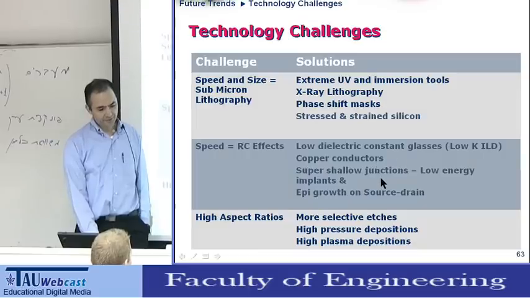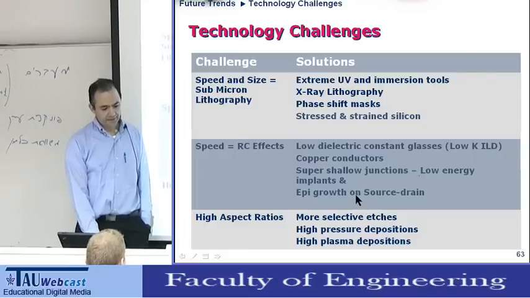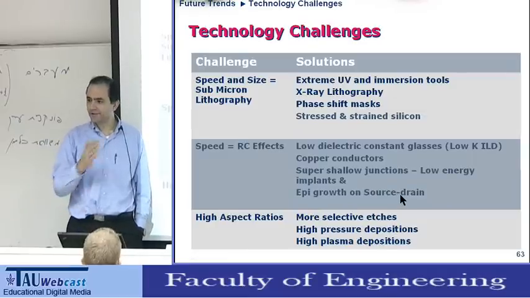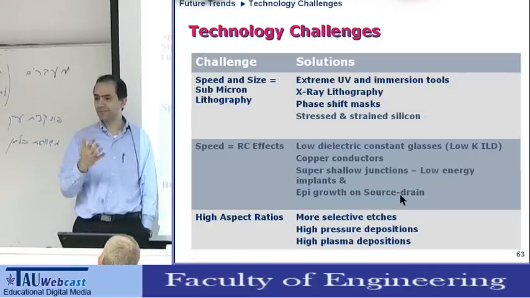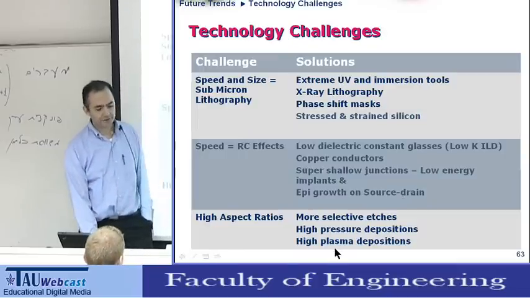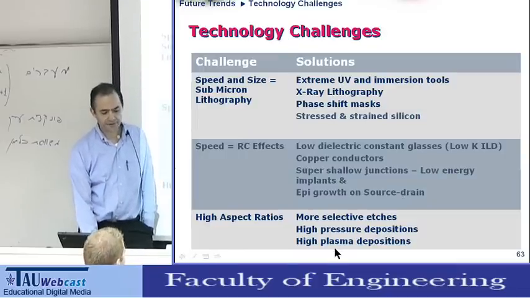Copper is in production for many years. Super shallow junctions are in production, and epi growth on source drain is in production. So most of the things which were thought to be future trends are actually running. High aspect ratios, I mentioned, are something that are being done today.